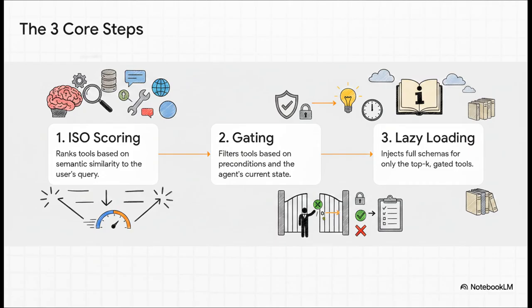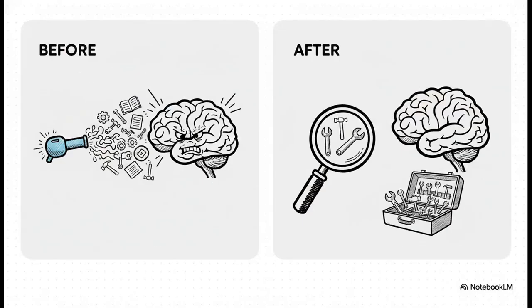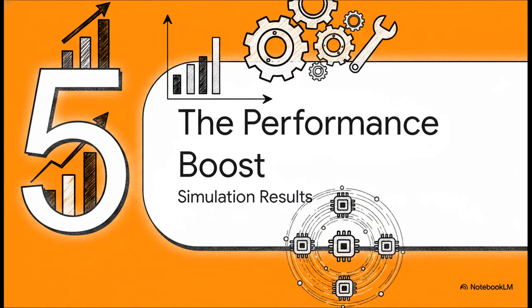Second, it acts like a security guard. It checks if the agent even has permission to use a tool right now. And then third, and only after a tool passes both of those checks, does it lazy load the full, heavy instruction manual into the prompt. And the difference is just night and day. On the left, you've got the old way, this fire hose of junk just flooding the agent's brain. And then on the right, with tool attention, you get this clean, focused, totally relevant toolkit, perfectly tailored for the specific job at hand.